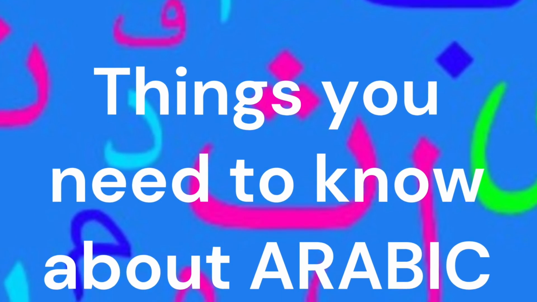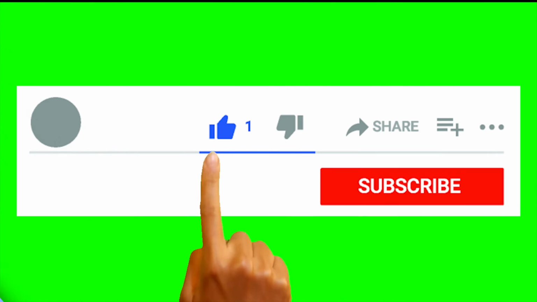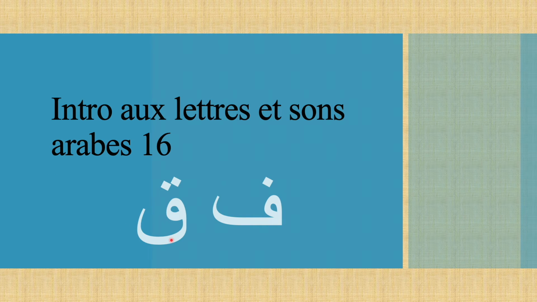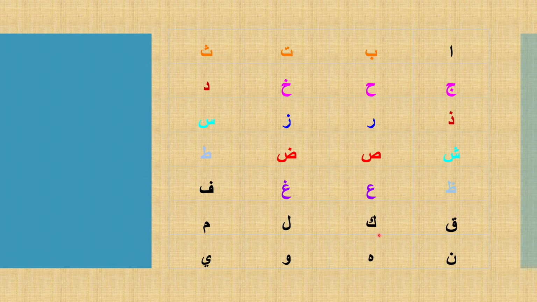Hello friends, today we're studying the letters Fa and Qaf. Why is this one fatter on the bottom? Let's see. And this is our alphabet, just as a reminder. And this is the letter F, like in Frank. In Arabic it's called Fa.